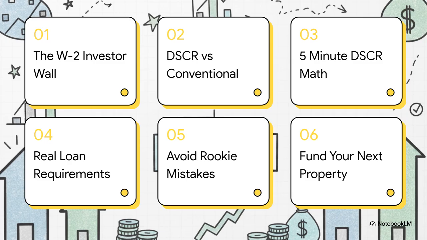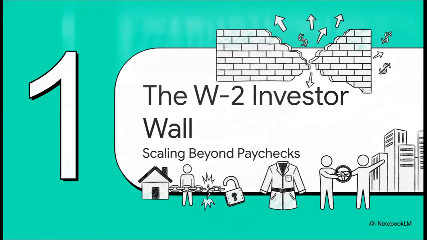Okay, let's dive into this. Here is our roadmap for today. 1. The W-2 investor wall. 2. DSCR versus conventional loans. 3. 5-minute DSCR math. 4. The real loan requirements. 5. Avoiding rookie investor mistakes. And finally, 6. Funding your next property.